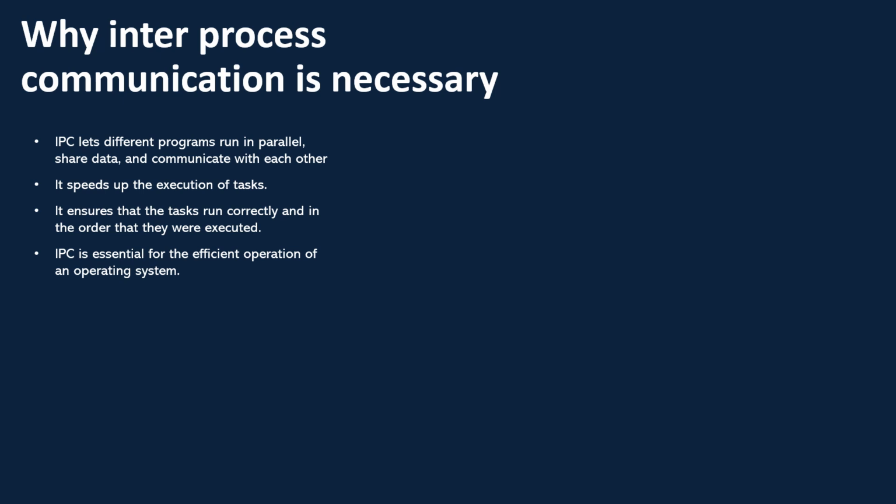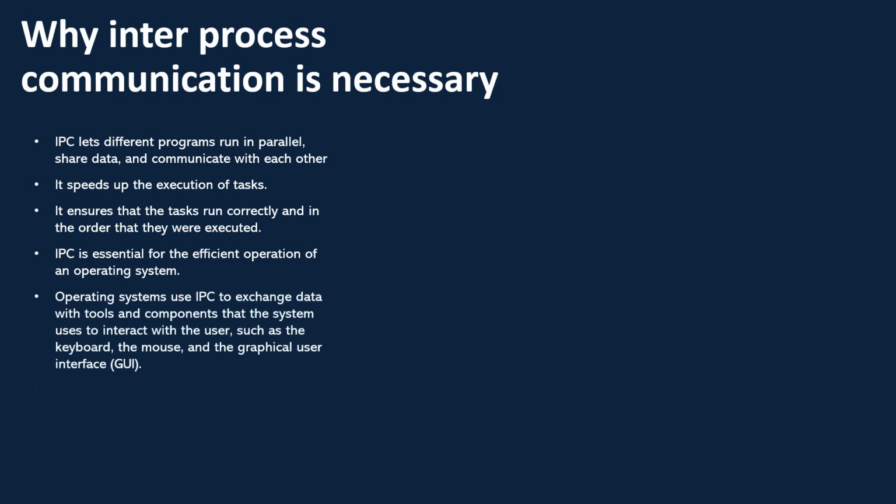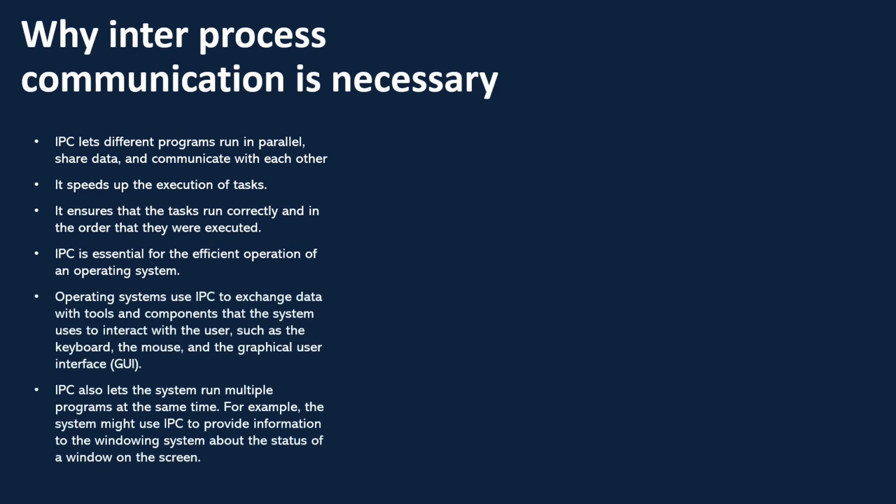IPC is also important for the efficient operation of an operating system. Also, when we think of how data is exchanged with tools and components like the keyboard, mouse, graphical user interface, and system, it is all done with the use of IPC. The operating system uses IPC to exchange this data with the tools and components which the user uses to interact. Multiple programs in the PC running at the same time is also done with the help of IPC. So these were some necessities of IPC.